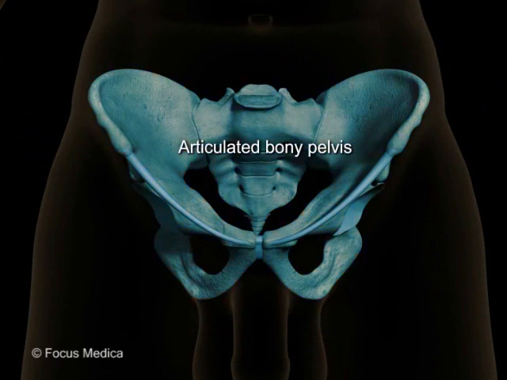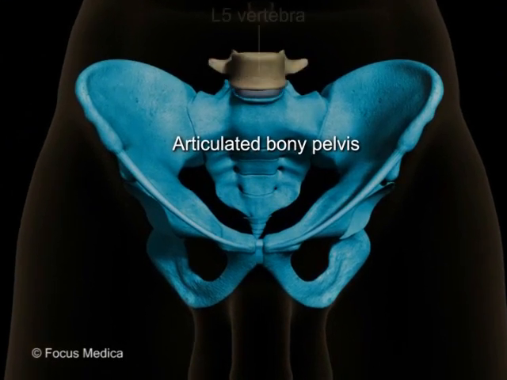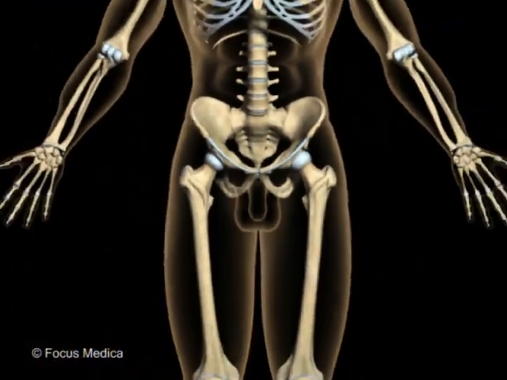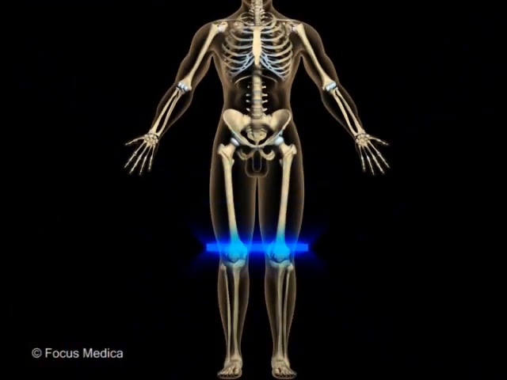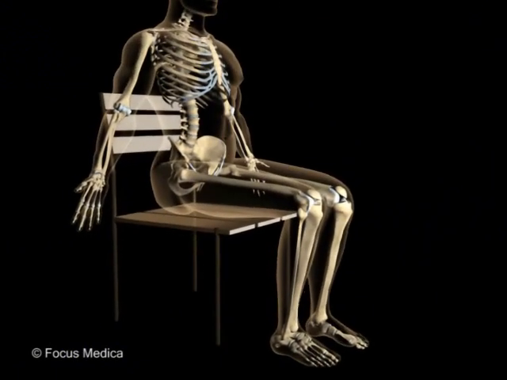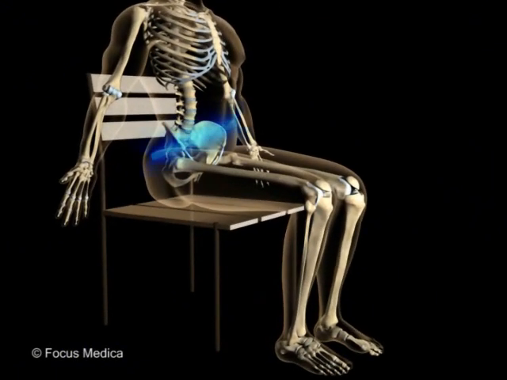The articulated bony pelvis is located between the L5 vertebra and the femur. In the standing position, it transmits the weight from the trunk to the lower limb. In the seated position, the articulated pelvis directly transfers the trunk weight to the ground through the ischial tuberosities.